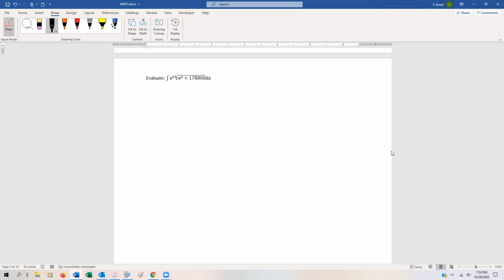One last, quote, easier example. We have this integral: e to the x times the fourth root of e to the x plus 178,000 dx. All right, so if you can't figure out how to evaluate an integral, maybe a u substitution with what's under the radical might work. So let's let u be equal to e to the x plus 178,000. And the derivative of that is just e to the x dx, an easy one.